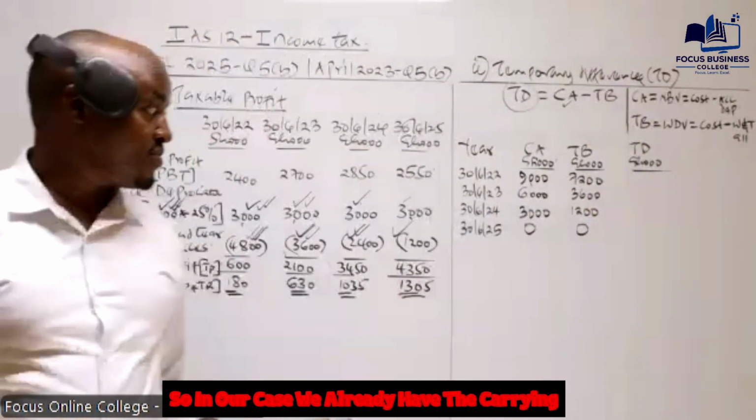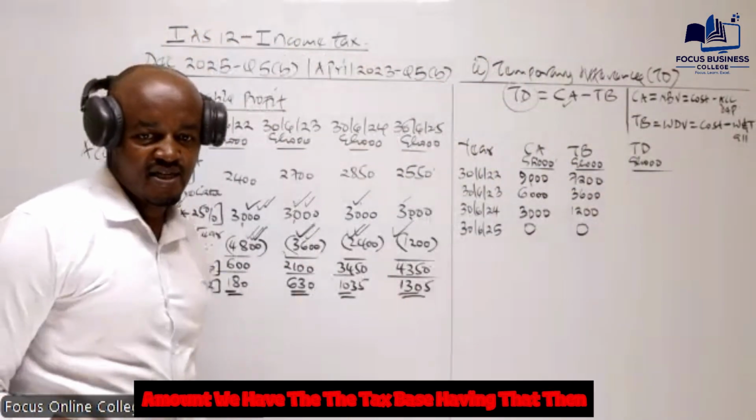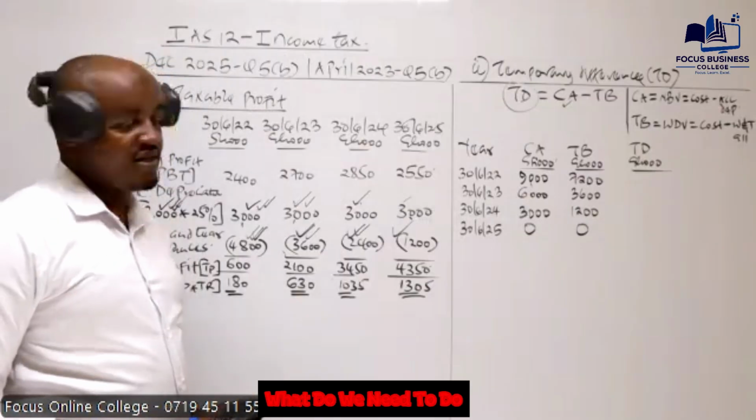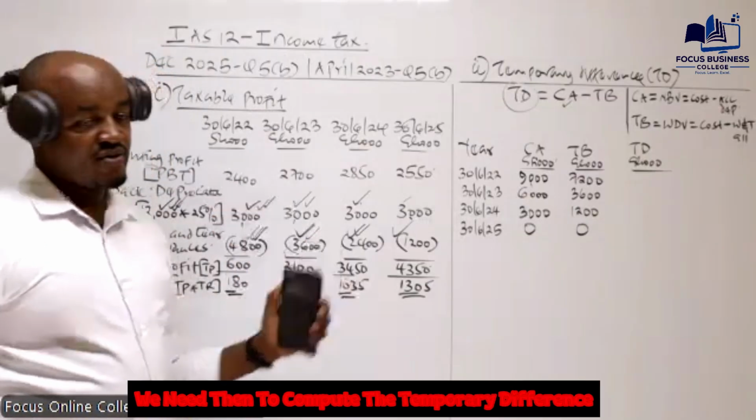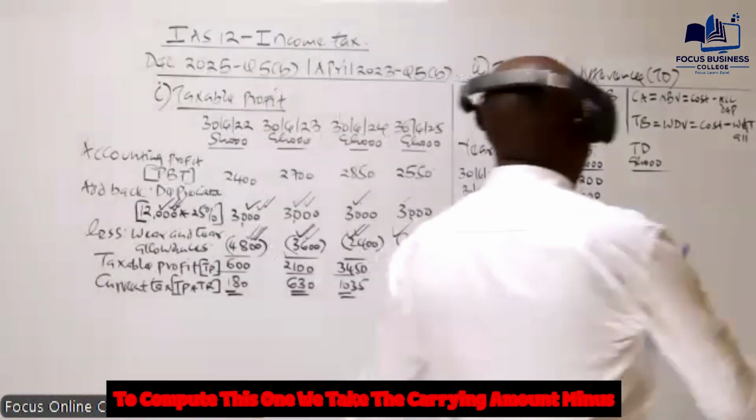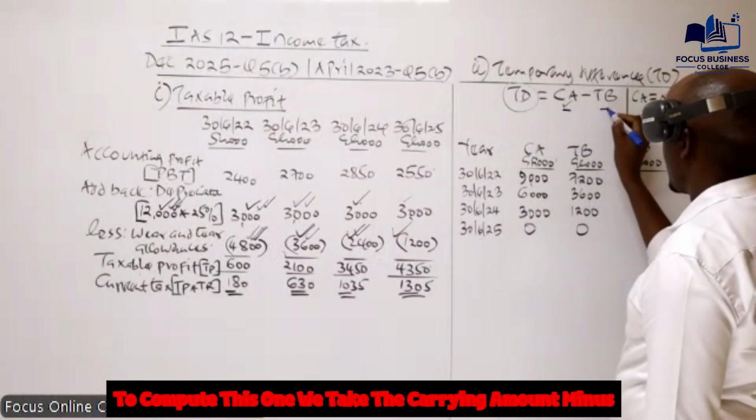So in our case, we already have the carrying amount. We have the tax base. Having that, what do we need to do? We need to compute the temporary difference. To compute this one, we take the carrying amount minus tax base.